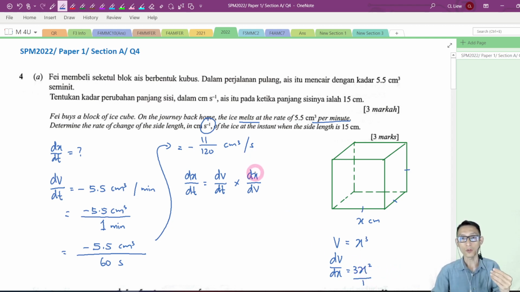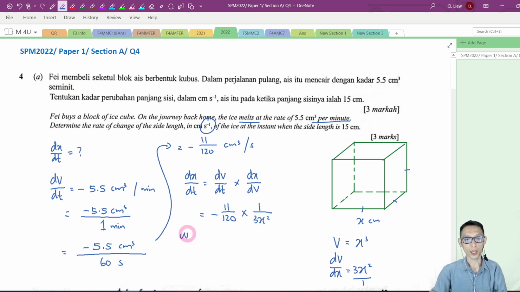So we are looking for dx/dV. So what I'm going to do here is I flip over the numerator and denominator. So dV/dt, you just copy here. Negative 11 over 120 times dx/dV, not dV/dx. Therefore here, I cannot write 3x squared, but I need to write 1 over 3x squared.